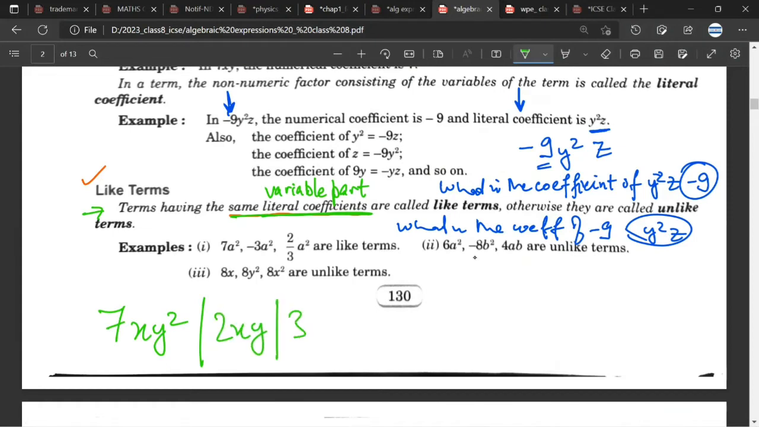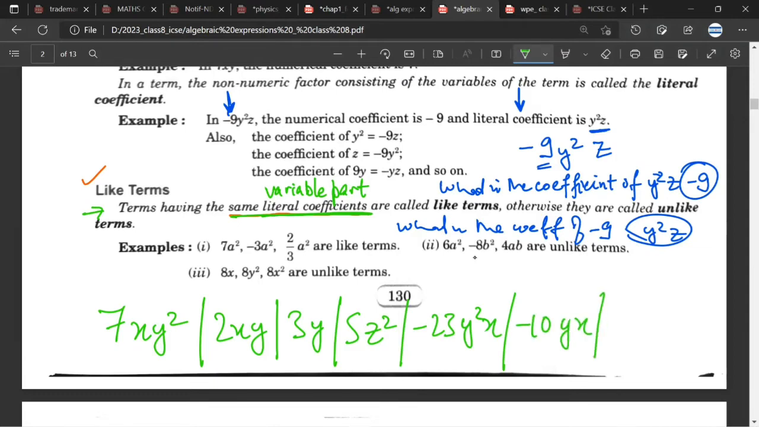2xy, 3y, 5z square, minus 23 y square x, minus 10 yx, 101 y, and minus 23 z square. So these are the different terms which are given to me. And somebody asks me, so what are the like terms?